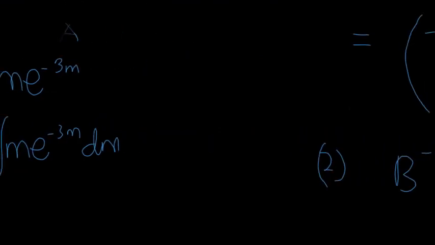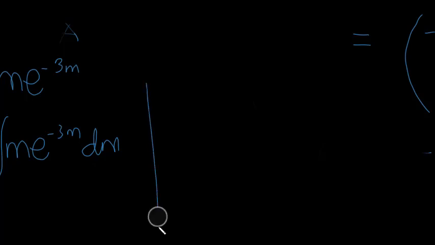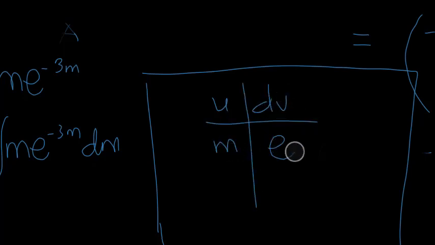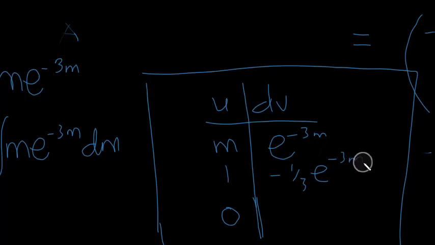By integration by parts, let me do that down here quickly. I'm going to use the short method. I'm going to choose my u and dv. So this is my m, this is my e to the negative 3m. I differentiate m, I get 1. I differentiate 1, I get 0. I integrate this, I get negative 1 over 3 e to the minus 3m. I integrate this again, and I'll be getting 1 over 9 e to the negative 3m, right?